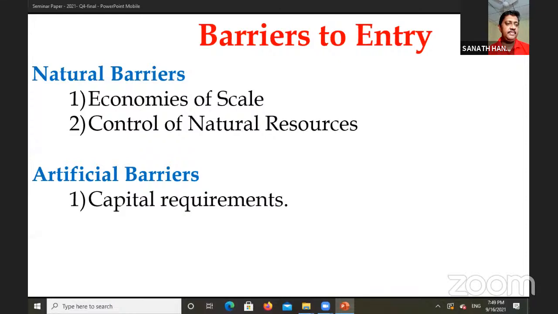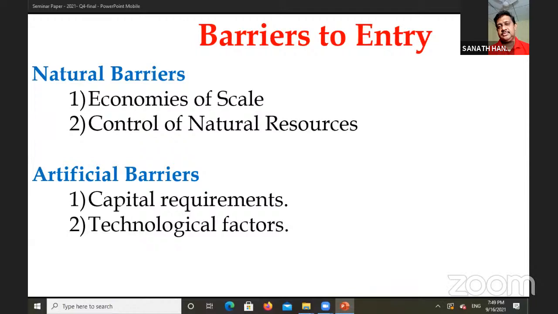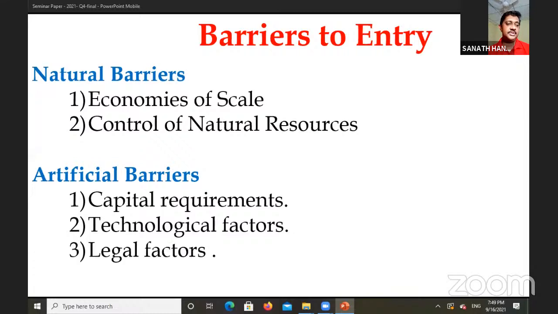And the artificial barriers: capital requirement, meaning some industries need a huge amount of capital, and without that capital some businesses cannot be started. Technological factors: some productions need high technology that sometimes cannot be copied, so existing firms can continue their monopoly status.